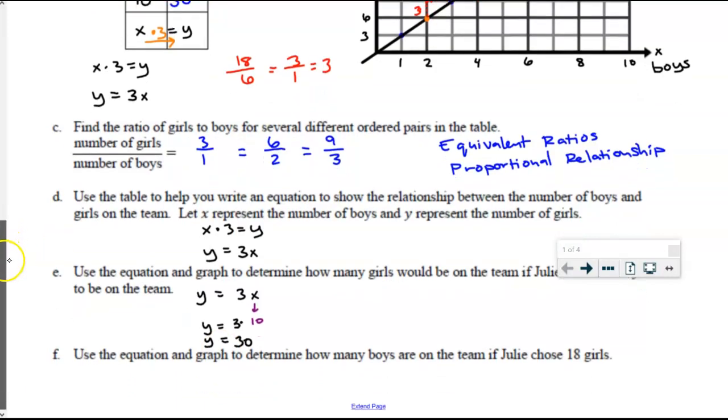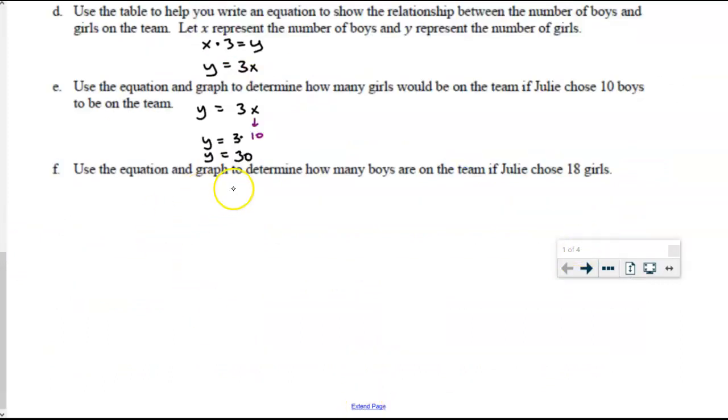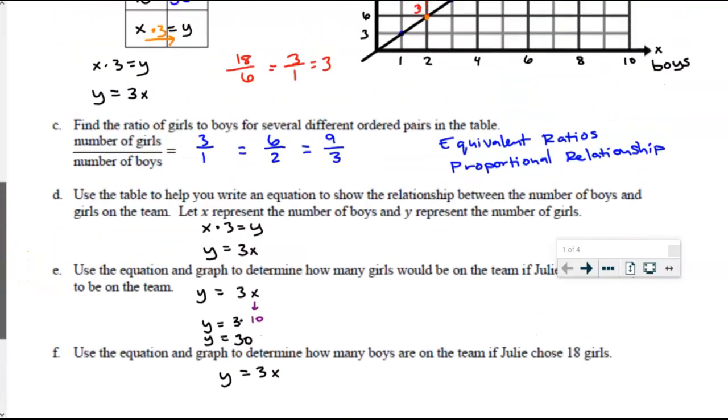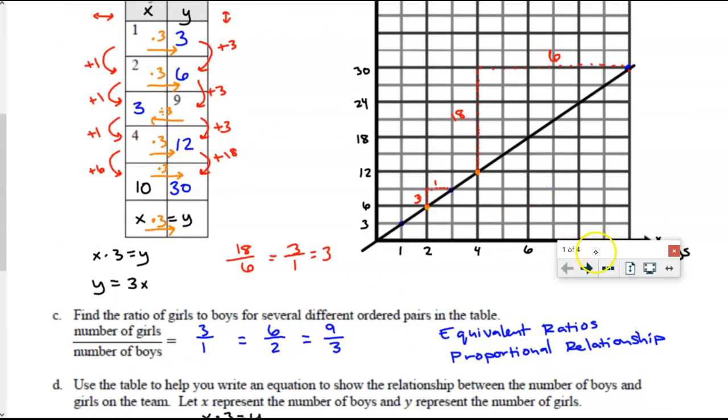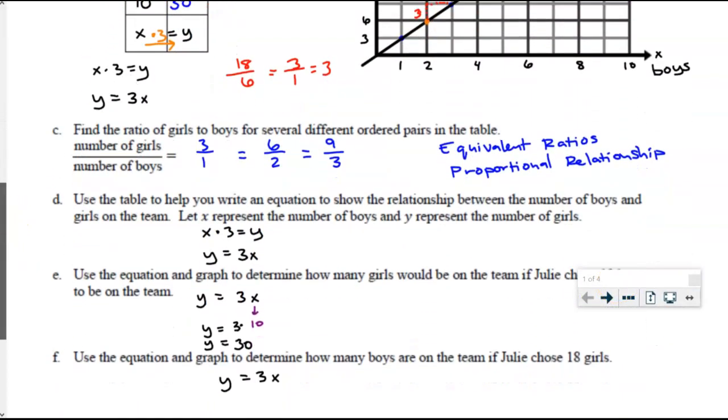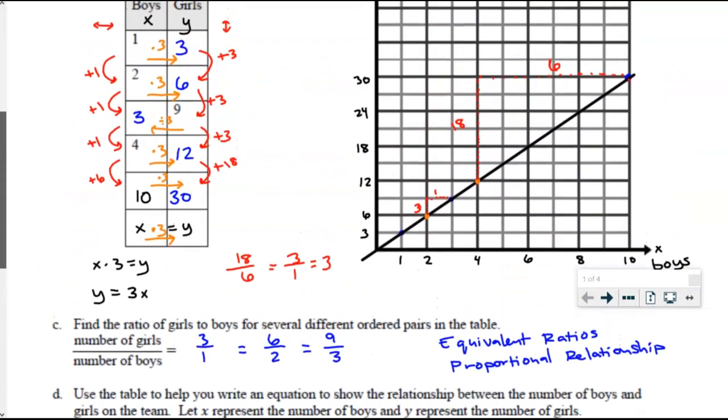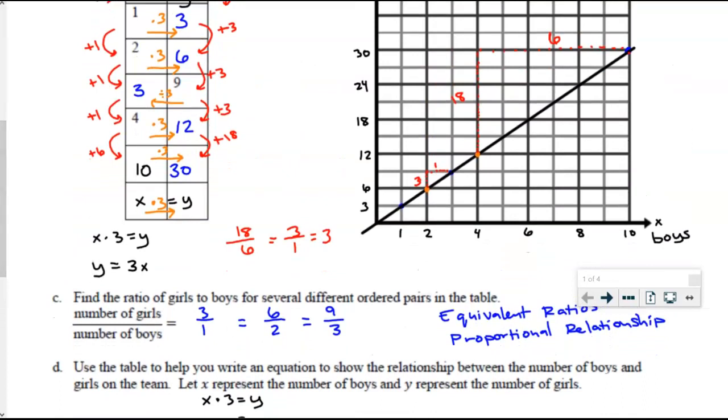Use the equation then to determine how many boys are on the team if Julie chooses 18 girls. How can I use the equation and the graph? I'm going to start by writing that equation, then I'm going to scroll up to the graph. Talk at your tables. I helped you out with the first one, talk at your tables. How am I going to use the graph in order to figure out this one? Again, Julie is choosing 18 girls. So how many boys did she choose? Talk at your tables. Ready, set, go.